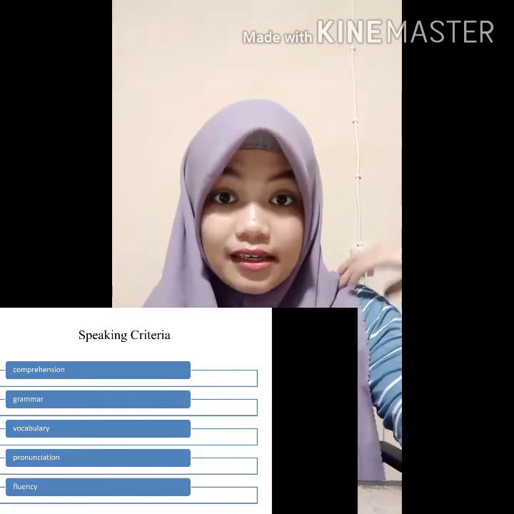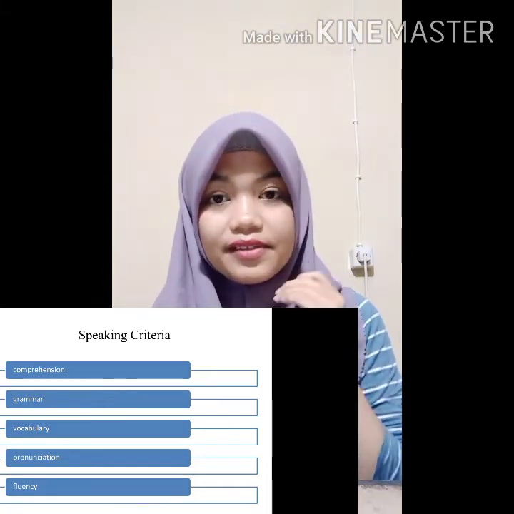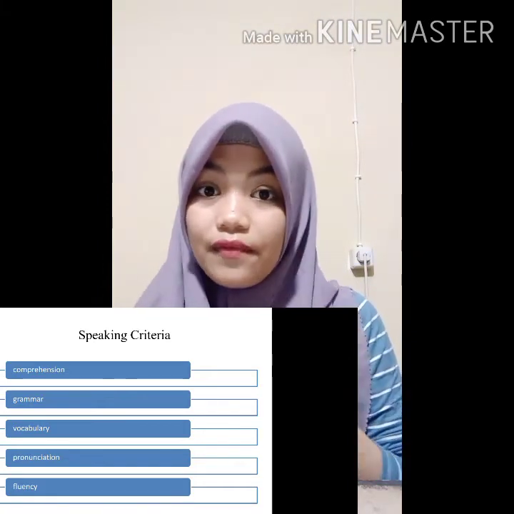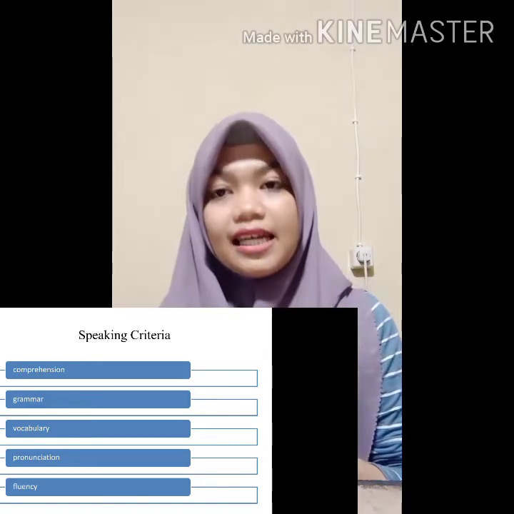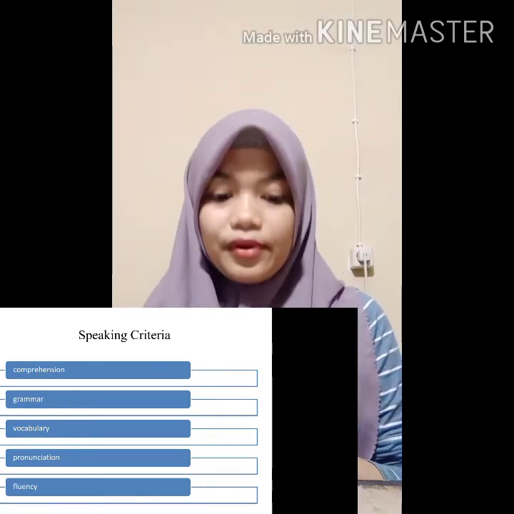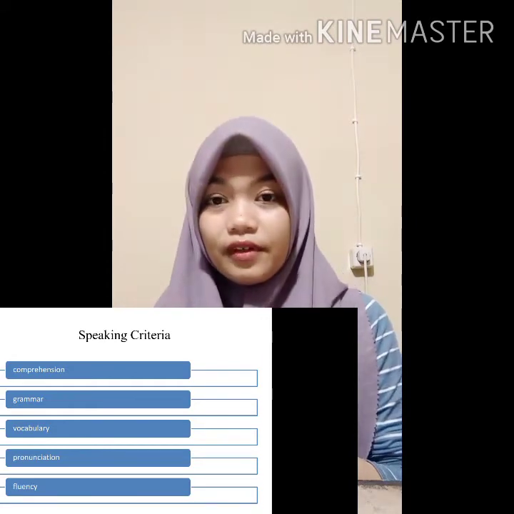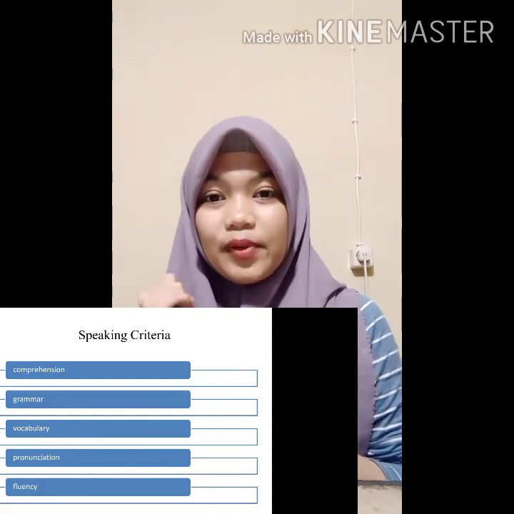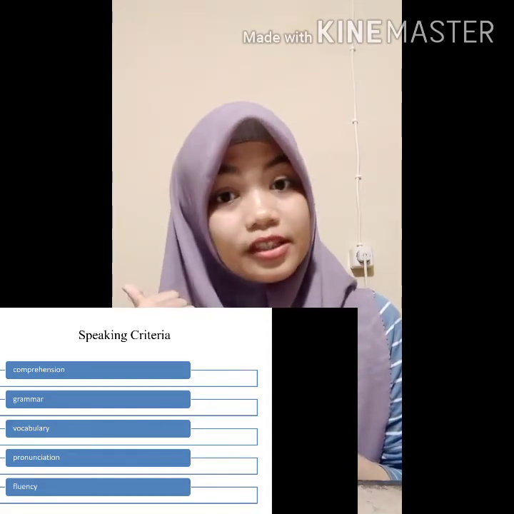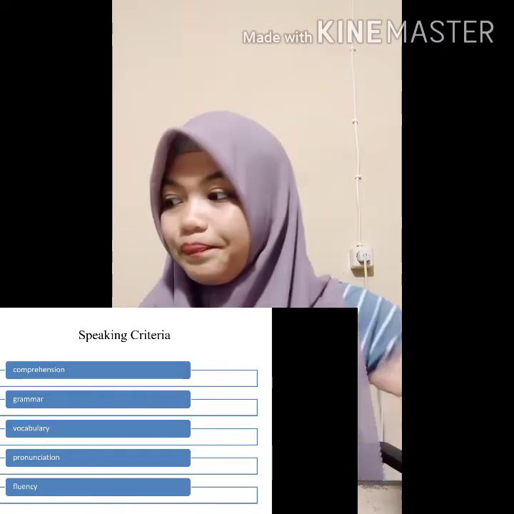The fourth one is pronunciation. It means that speakers can articulate the sounds of the language and use appropriate intonation. It is the way for speakers to produce clear language when they speak. This is very important for speakers to have good pronunciation, because when they pronounce their words well, that means they have good English speaking ability.